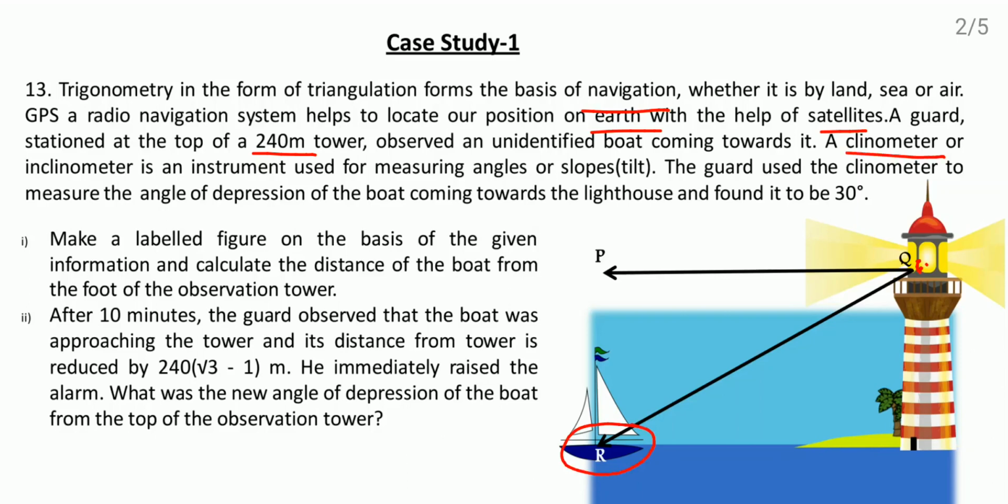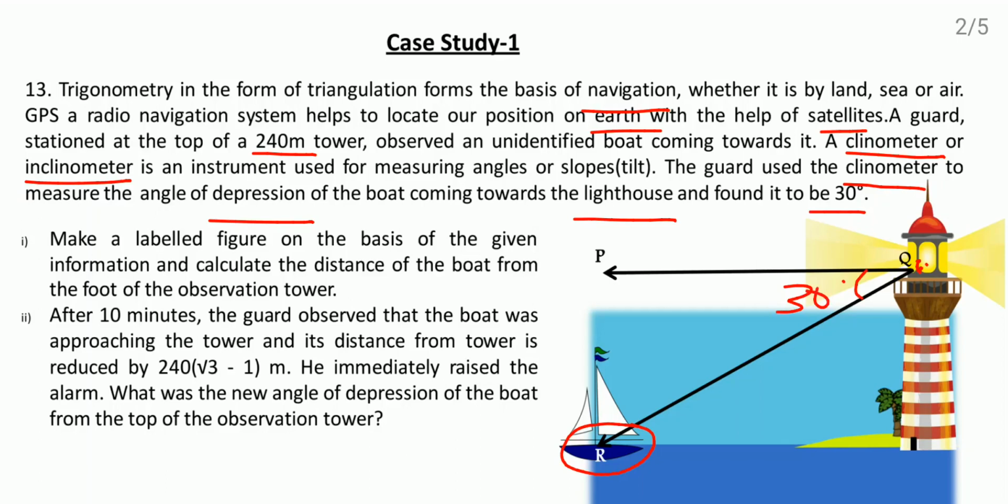A clinometer or inclinometer is an instrument used for measuring angles of slope or tilt. Right? So clinometer, or we can say inclinometer, is an instrument which is used to measure the slopes. The guard used the clinometer to measure the angle of depression of the boat coming towards the lighthouse and found it to be 30 degrees. So angle of depression, that means this angle is 30 degrees.